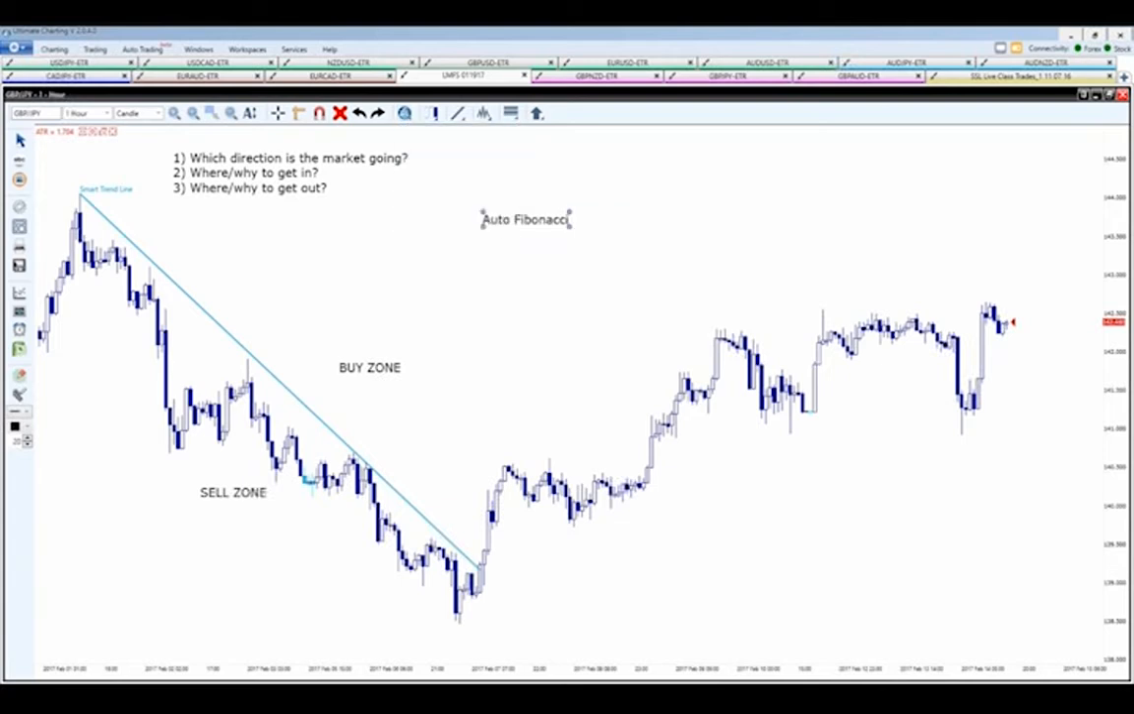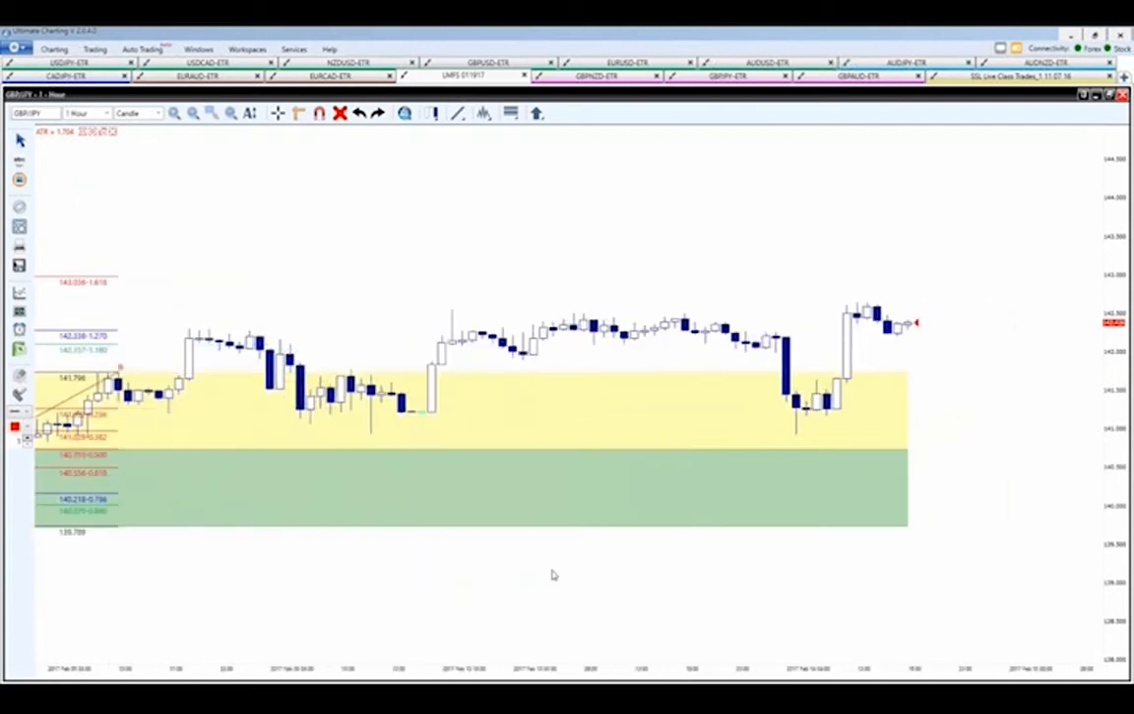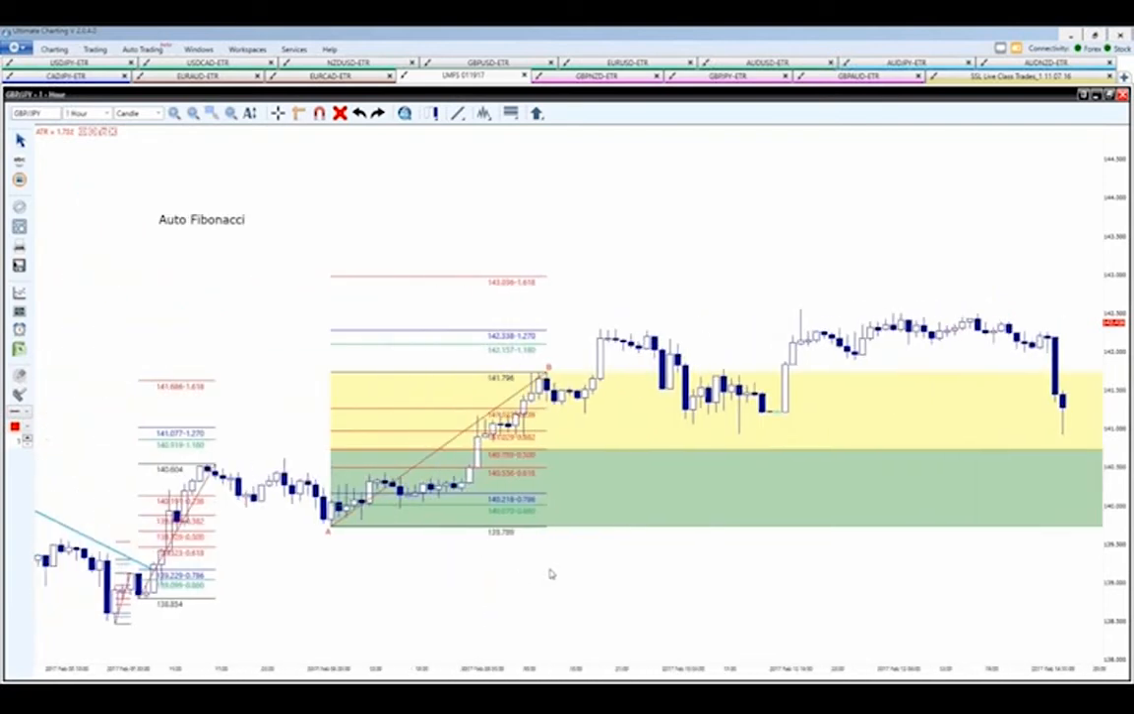So here's what we need to do. Just like we came up here to the high and drew our trend line going down, we can come to this low and simply click on it with our smart Fibonacci tool, and then quickly and accurately, it's going to draw our Fibonacci's the whole way up. So as you can see here, let's zoom in. Let me back it up just a little bit. I went a little too fast.